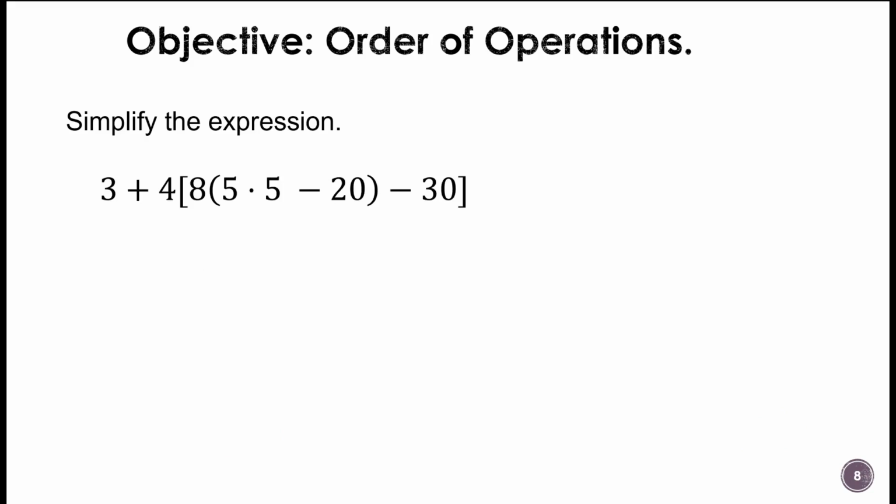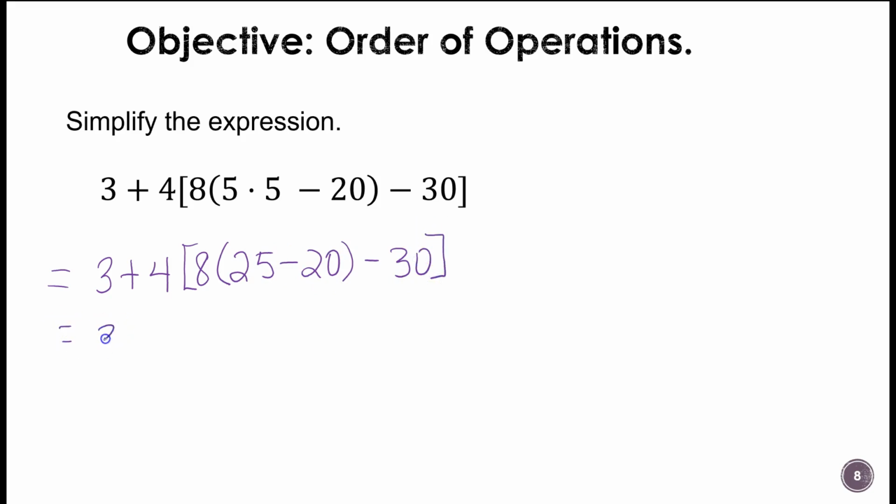Now, notice that these problems are getting longer. They get quite a bit more complicated, and so we're going to take this one and say 3 plus 4. Now, within the grouping symbols, the brackets, I have parentheses, so that's where I have to start. And on this I have 5 times 5, so that's 25. Minus 20, we still keep the minus 30 and close the bracket.